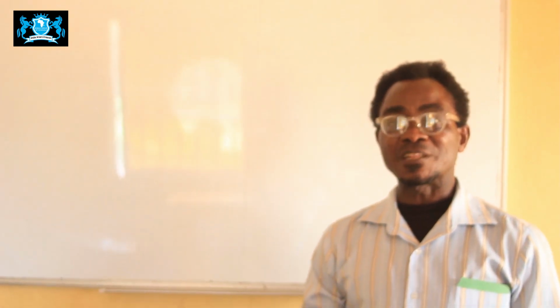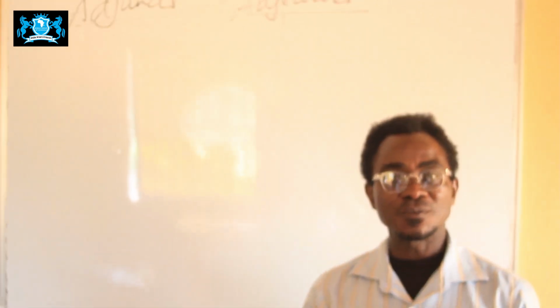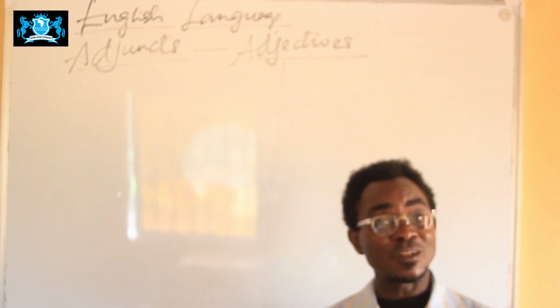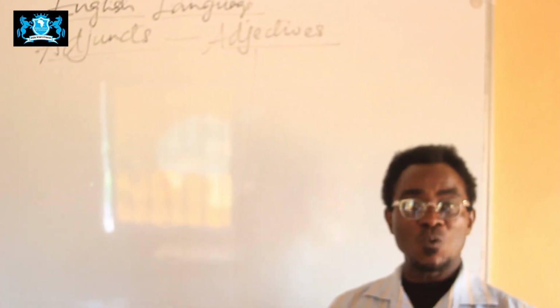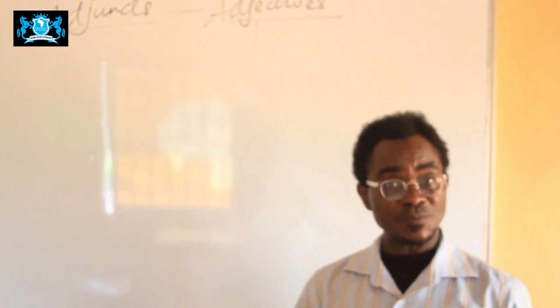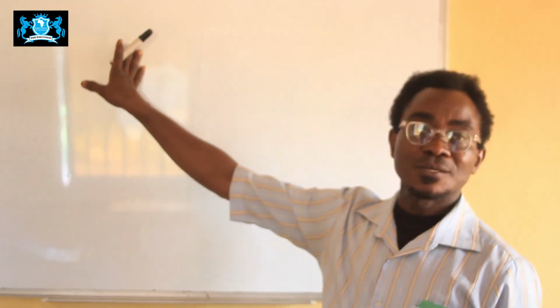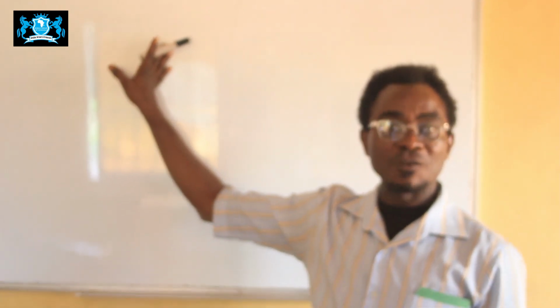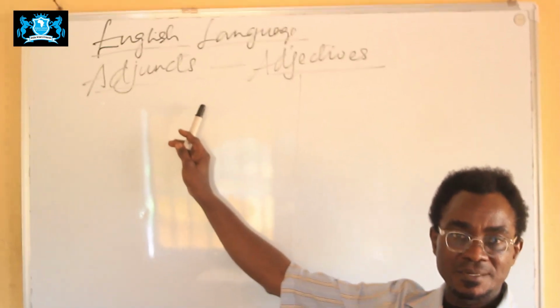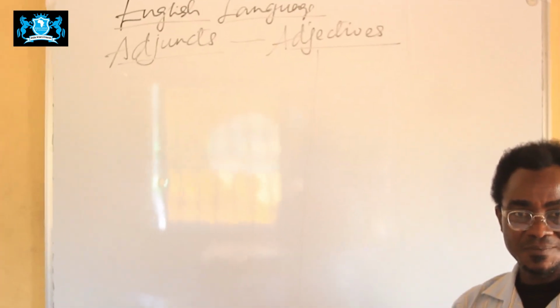As always, we begin by having a brief review of the areas we had covered in the past. You will recall that in our previous classes, we talked about parts of speech, paying special attention to aspects of nouns and verbs. Today, however, we'll be examining two aspects of parts of speech. As can be seen on our board, we'll be talking about adjuncts.